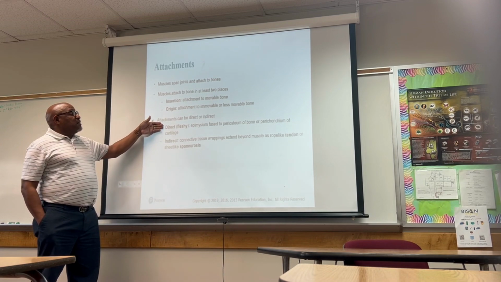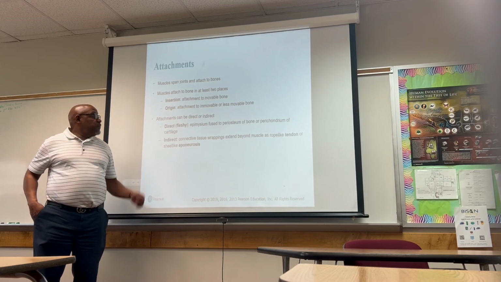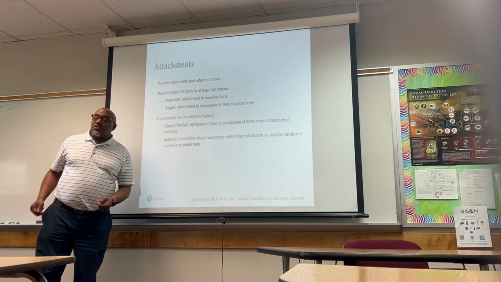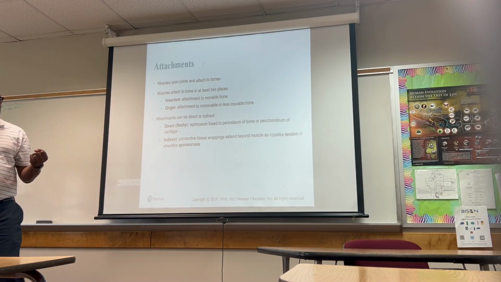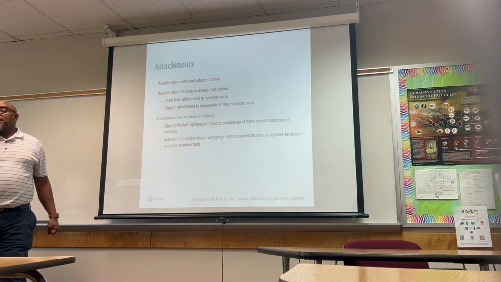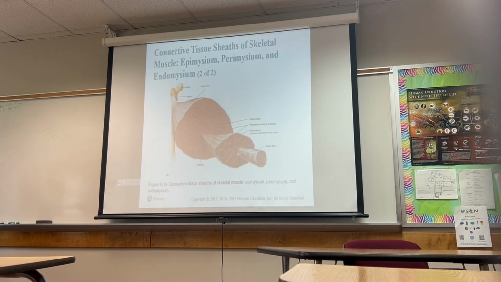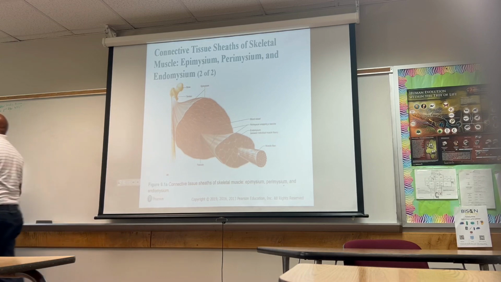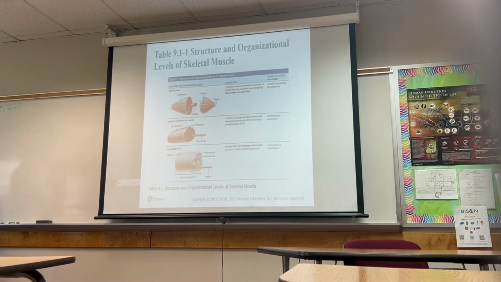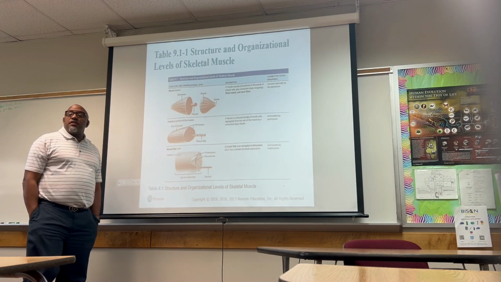Attachments can be direct, fleshy: the epimysium is fused to the periosteum of the bone. Or indirect, where you have a connective tissue. Sometimes there's a rope-like tendon or a sheet of connective tissue that's indirect. Sometimes the muscle is directly attached to the bone. You don't spend a whole lot of time on it. Back to the picture here. And you can see here this is a tendon, which would be an indirect attachment there.